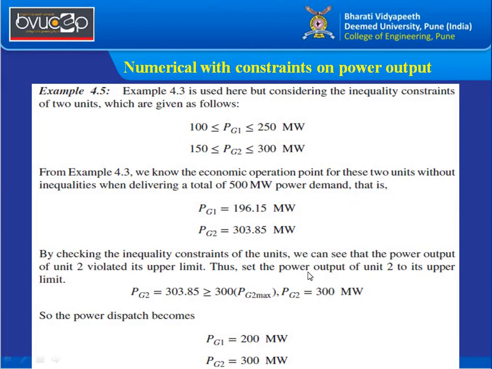We have to set the power output of unit 2 at its upper limit. If it is going beyond, at 303.85, we have to set it to 300. Whatever is this additional 3.85 megawatt has to be incorporated in PG1. So when we add 3.85 to 196.15, we get 200 megawatt. Now PG1 is contributing 200 megawatt and PG2 is contributing 300 megawatt.